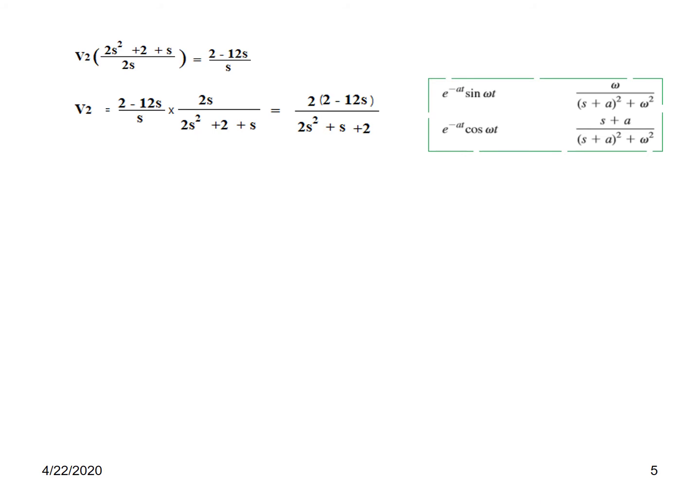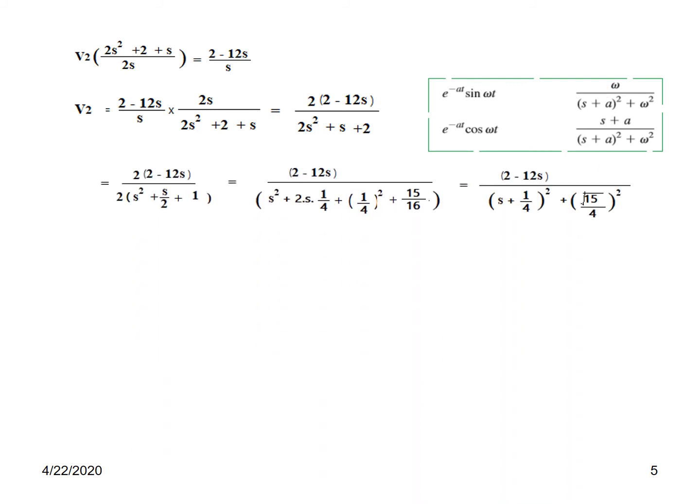Now, while we are solving for V2, we have to keep in mind the aim, what do we want to achieve, as we have these two formulas which may be applicable in this case. This is S plus a whole square plus omega square, and same here, but the numerator is different. One has omega and the other has S plus a, and we get the time domain functions e^(-at) sin omega t and e^(-at) cos omega t. So we should try to mold this into either of these forms.